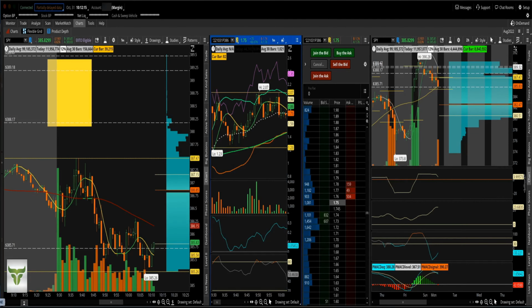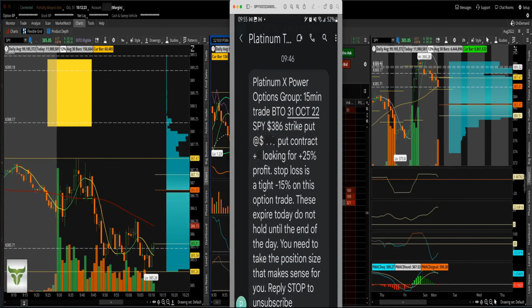So for those of you on social media that are watching, this is my end of the day trading recap. This is the trade I sent out to my Platinum X Power option trader groups. Bought to open 31 October 22, SPY 386 strike put. You don't need to know what we paid for it. That's what my guys and girls know. You want to know what we paid for it, join the course.